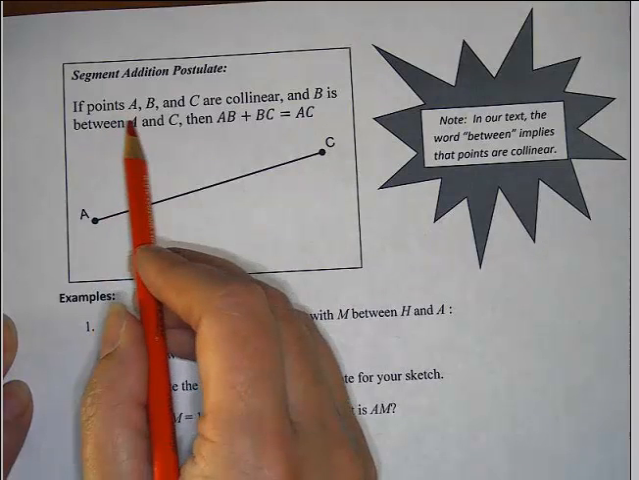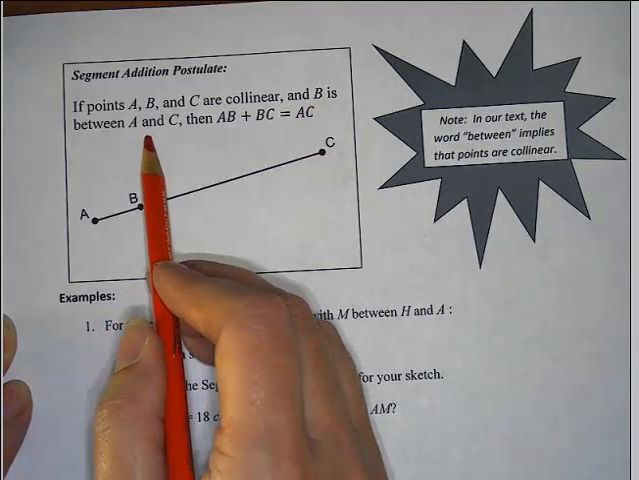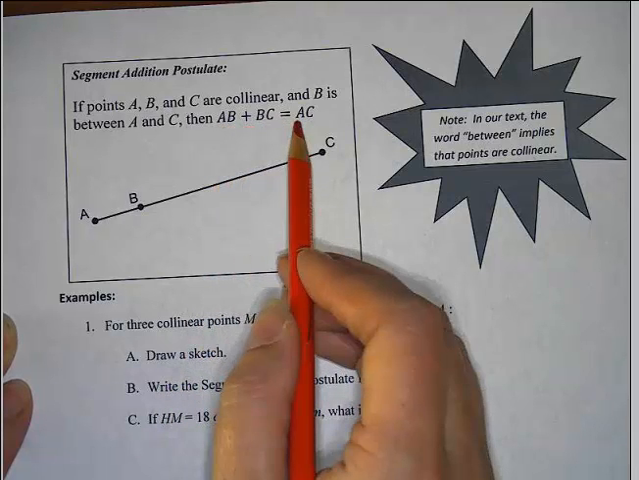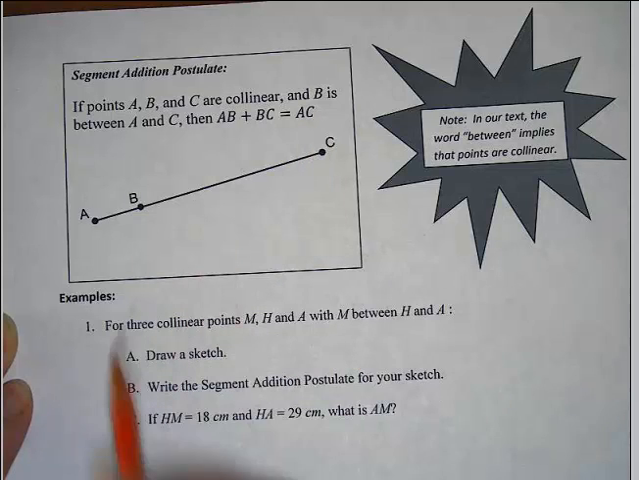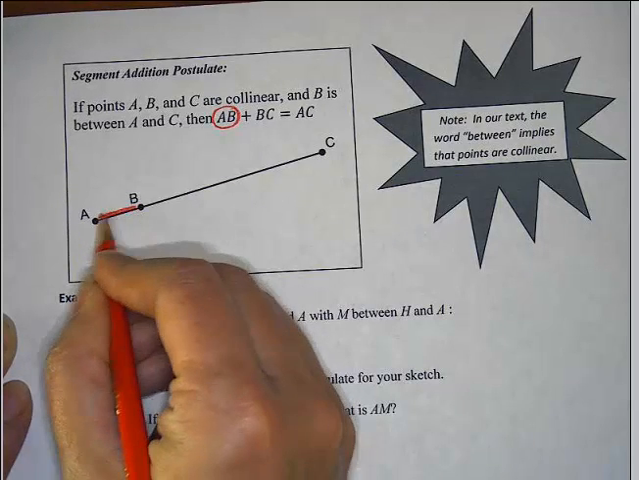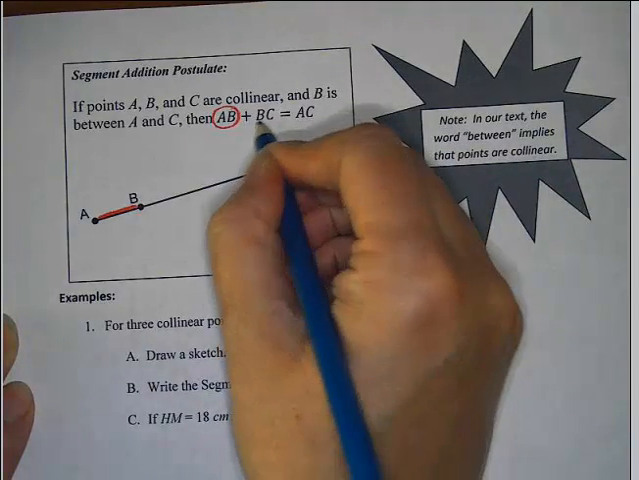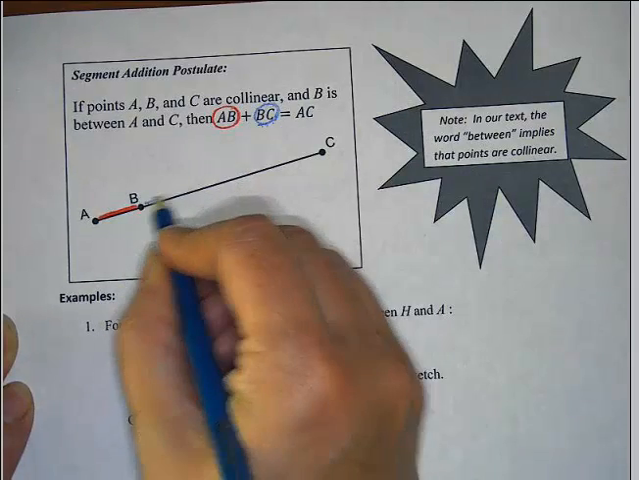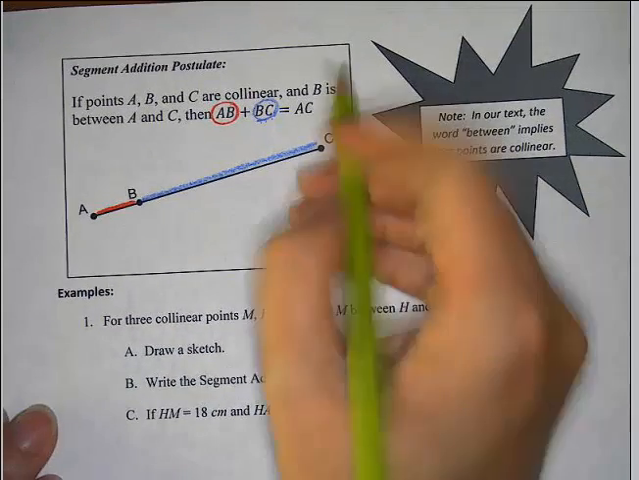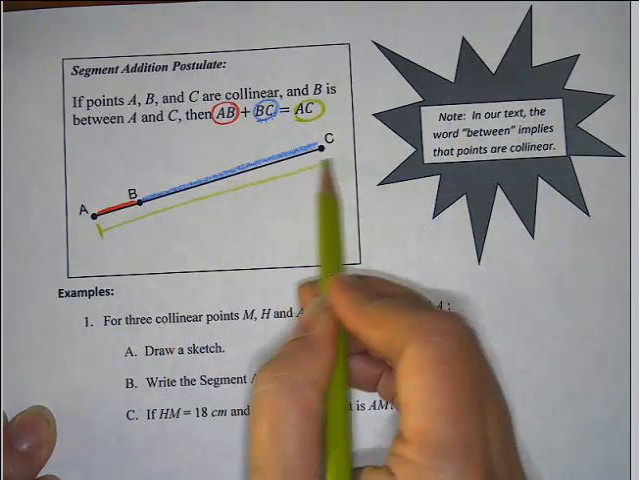If points A, B, and C are collinear, so they're on the same line, and point B is between points A and C, then, again, there's distance. The distance from A to B plus the distance from B to C would equal the distance from A to C. So let's see how that works out in our picture. I'm going to mark on the picture the distance from A to B in red. So here's the length of segment AB. When I go back to my statement, I find the distance from B to C, which I'm going to mark in blue, is this portion, or this length. And then finally, the distance from A to C, I'll go ahead and mark that in green.